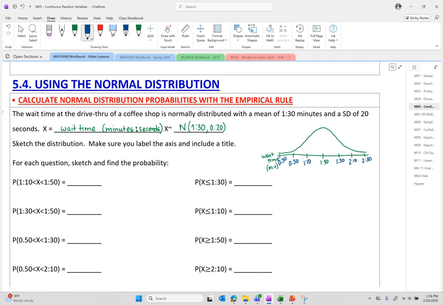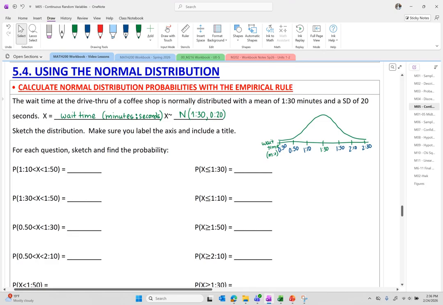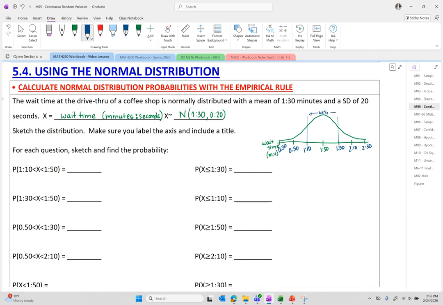For every question, you will be asked to sketch the distribution and find the probability. We will use the empirical rule for this. We will not use technology. Remember the empirical rule: within 1 standard deviation lies 68% of your data, within 2 standard deviations lies 95% of your data, and within 3 standard deviations lies 99.7% of your data.